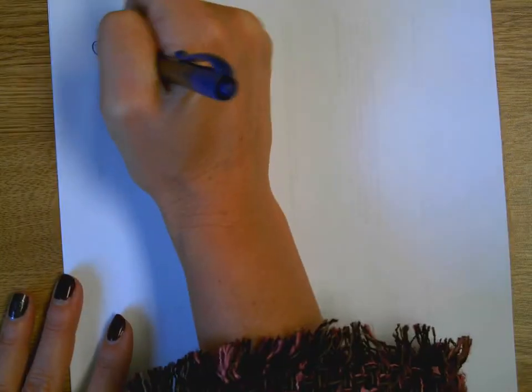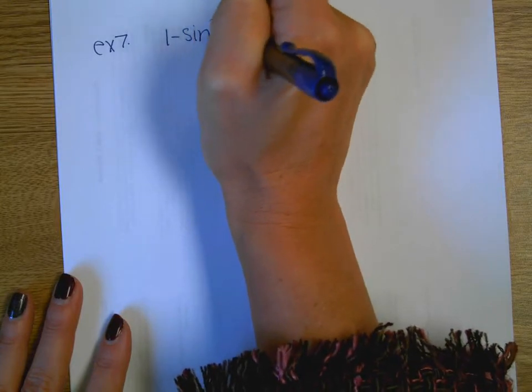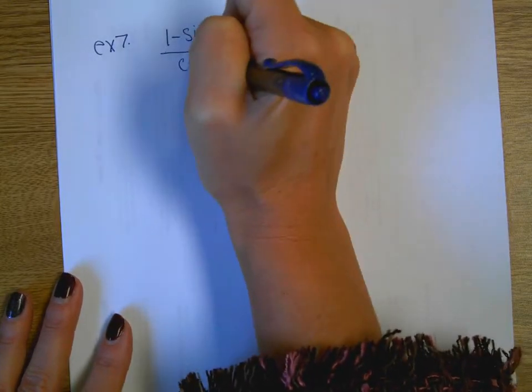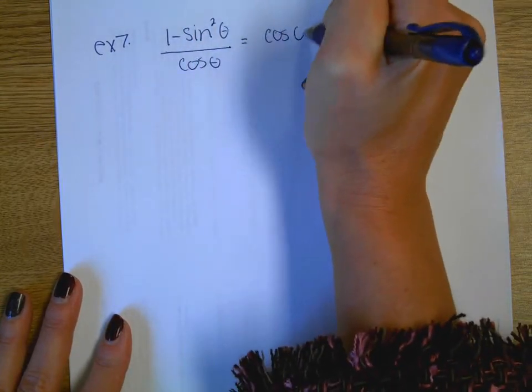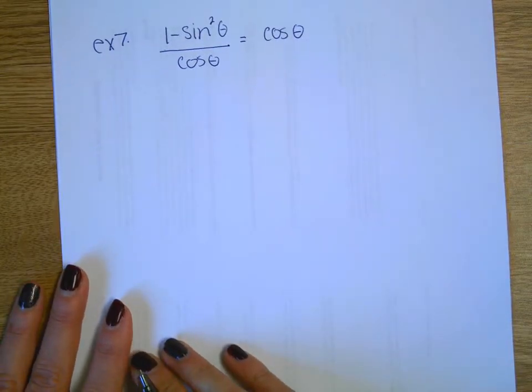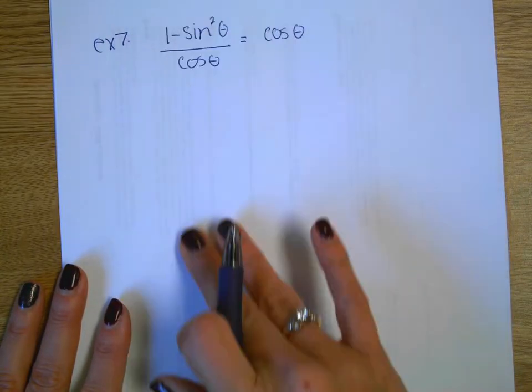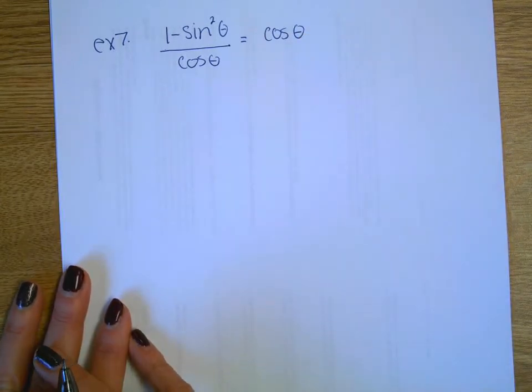1 minus sine squared over cosine should equal cosine. Verify. Are there some that you can't verify? No, if they say verify it, it has to get there. Okay, so we will take the more complicated side, do what we can, and make it equal this one. Who wants to start us out on the correct paved road?